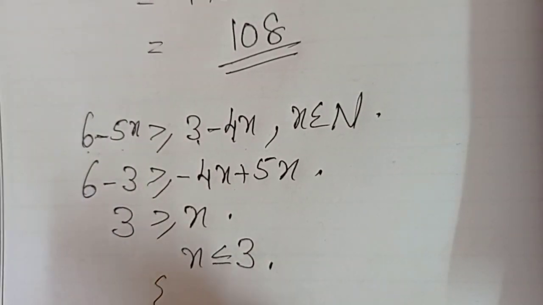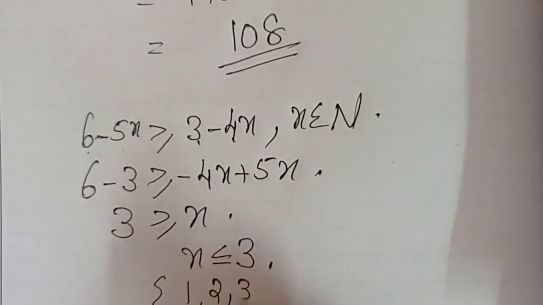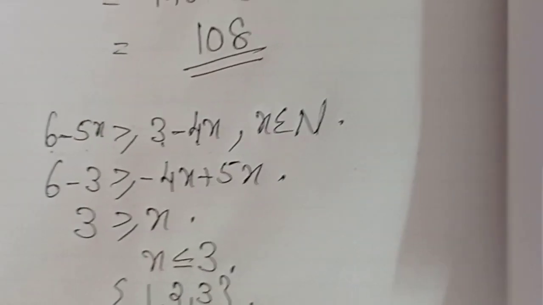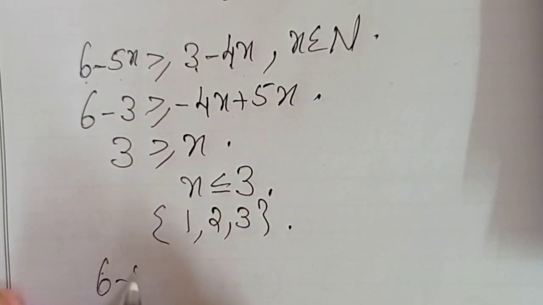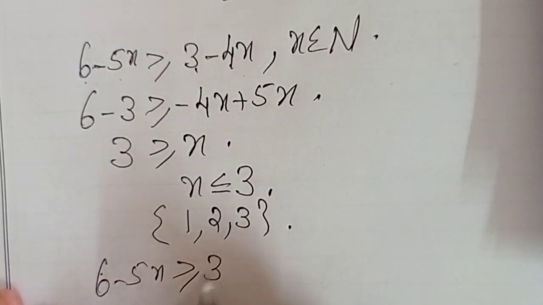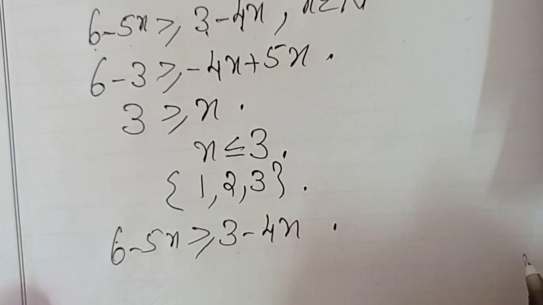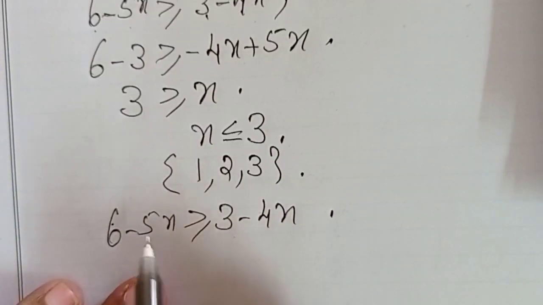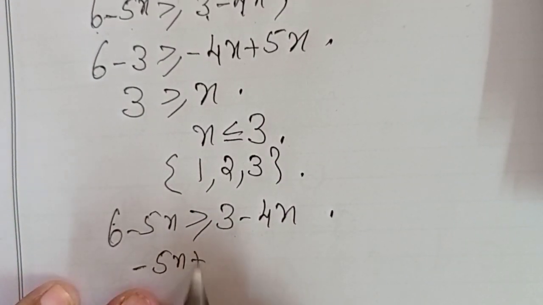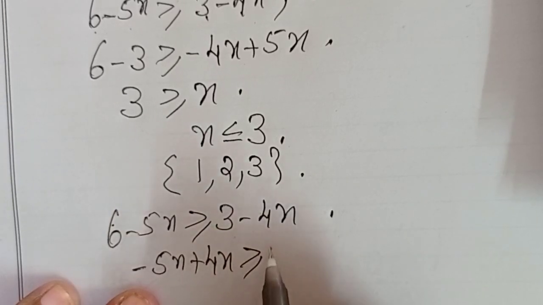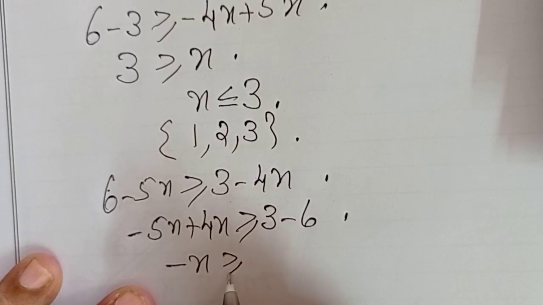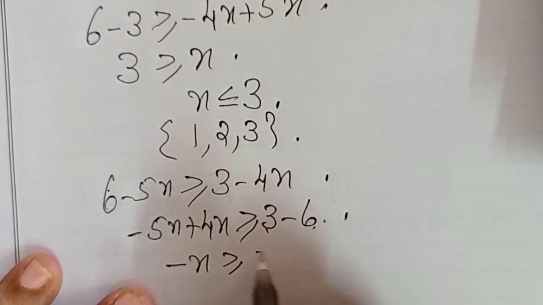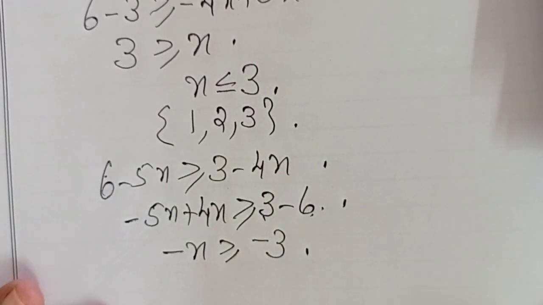Therefore the options x in N means 1, 2, 3. And we can do this problem in another way. 6 minus 5x greater than or equal to 3 minus 4x. Some students do it in this way: minus 5x plus 4x greater than or equal to 3 minus 6. Agree? Minus x greater than or equal to 3 minus 6, which is minus 3.